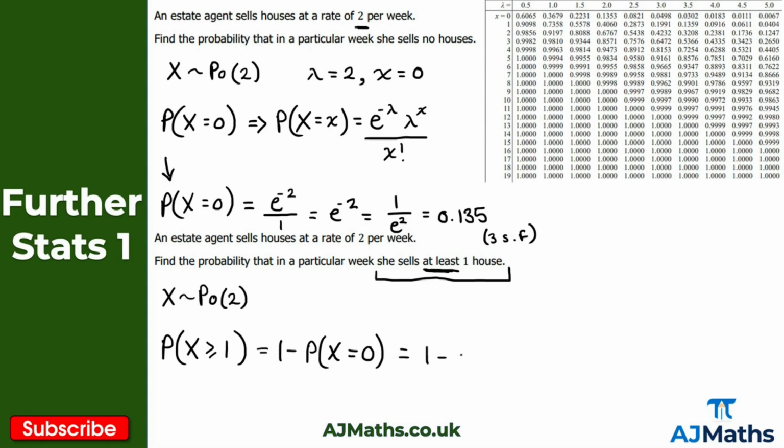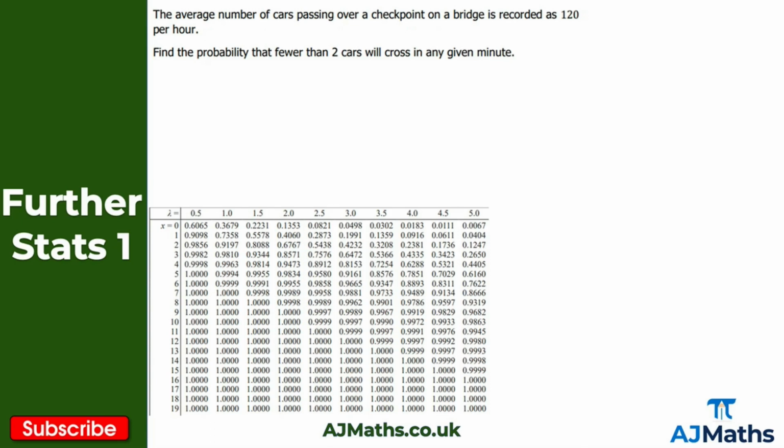So we're going to do 1 minus 0.135. So 1 minus 0.135 gives me 0.865. Okay, and there we have it. So that's our probability for the second example on this page. And then we move on to the very final example here. And with this example here, we need to be careful.